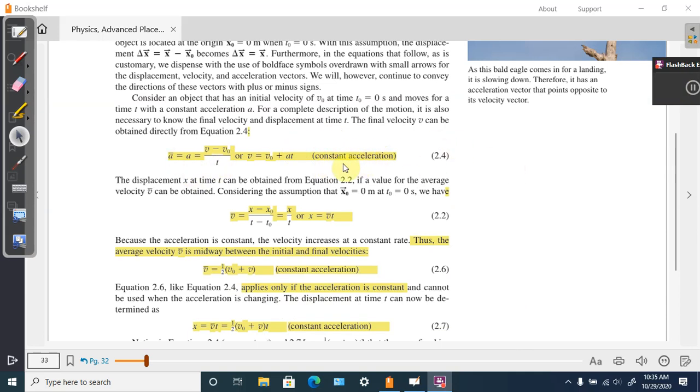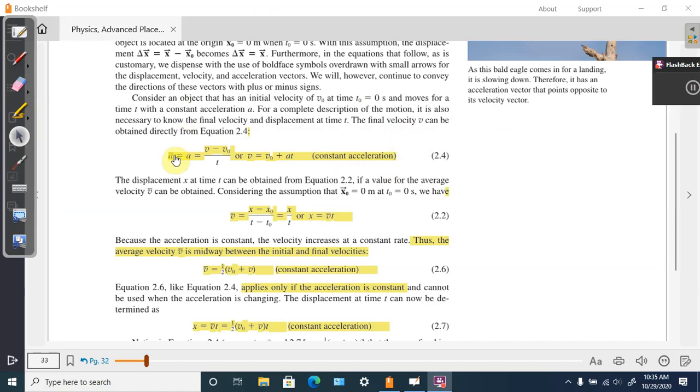And all the things that are highlighted, you're going to want to take the time to put on your formula sheet. And yeah, I know there's a lot to them, but they're going to come in handy throughout the rest of the course, okay?